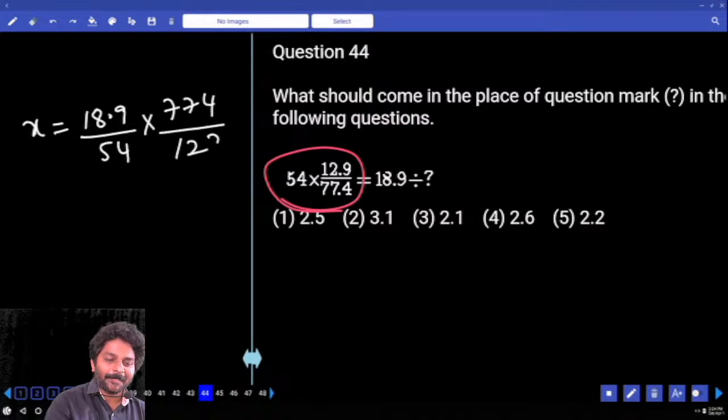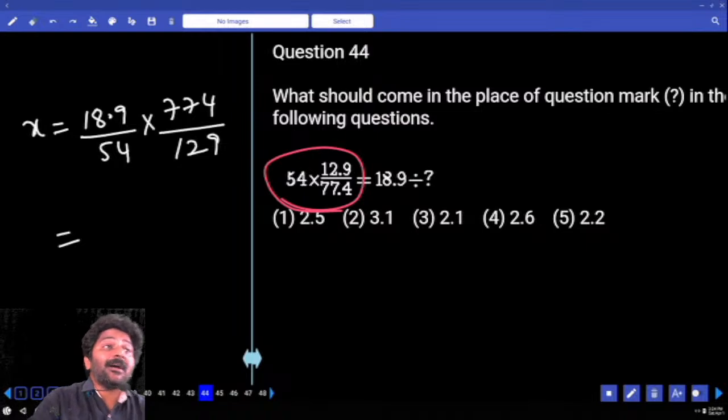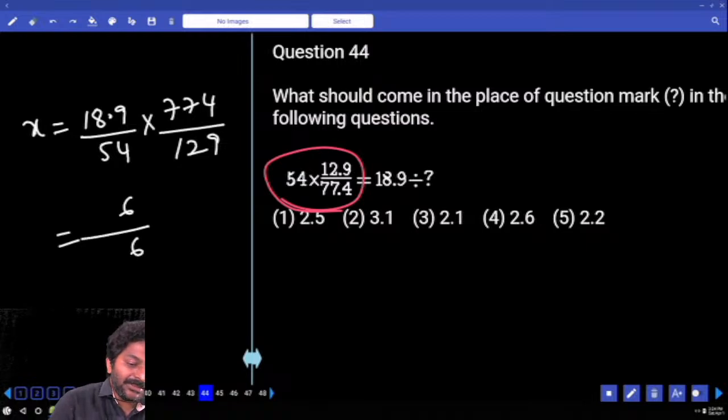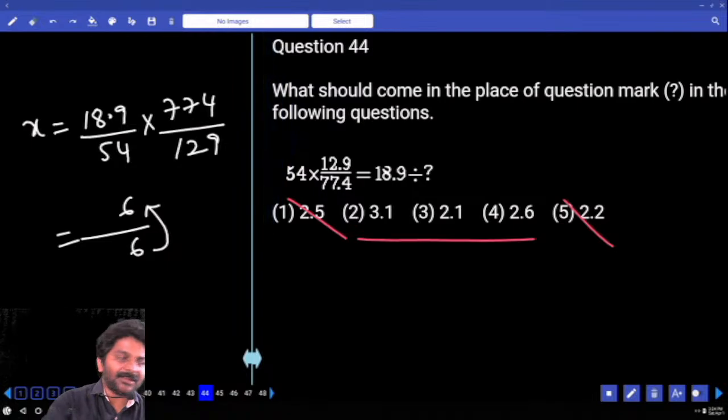774 by 129. Now tell me, forget about decimal in the numerator. Where do you have decimal here? 18.9. Decimal, forget about decimal because every option is having decimal. Tell me now, numerator ends with? Denominator ends with? 6 into which number ends with 6? Either 1 or 6. How many options are there? 3 options are there. Yes?